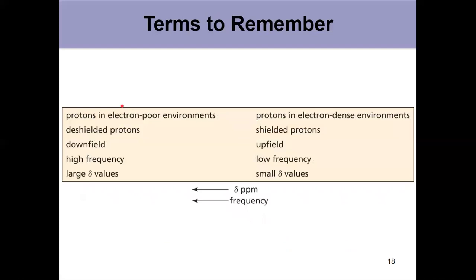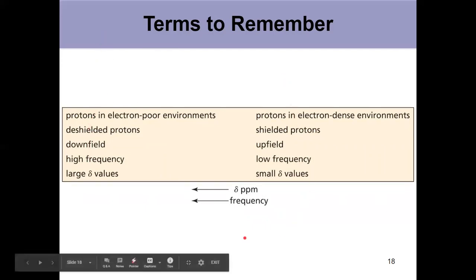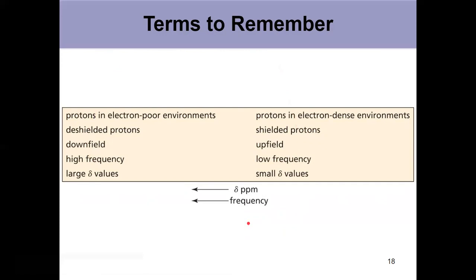So between the first video and the second video, this is a nice little table here to help you remember those terms. Okay. It's comparing the left and the right. Things appearing to the left, as we alluded to in video 1, are things in electron poor environments. They're de-shielded. We say they appear downfield, which is at a high frequency and has a large delta value relative to the reference compound. And then all of those are the opposite for things that appear to the right.